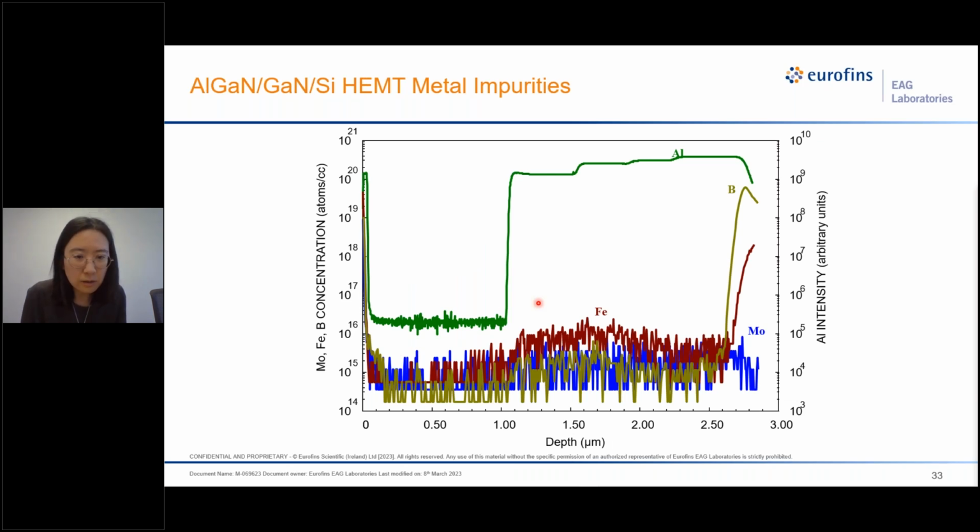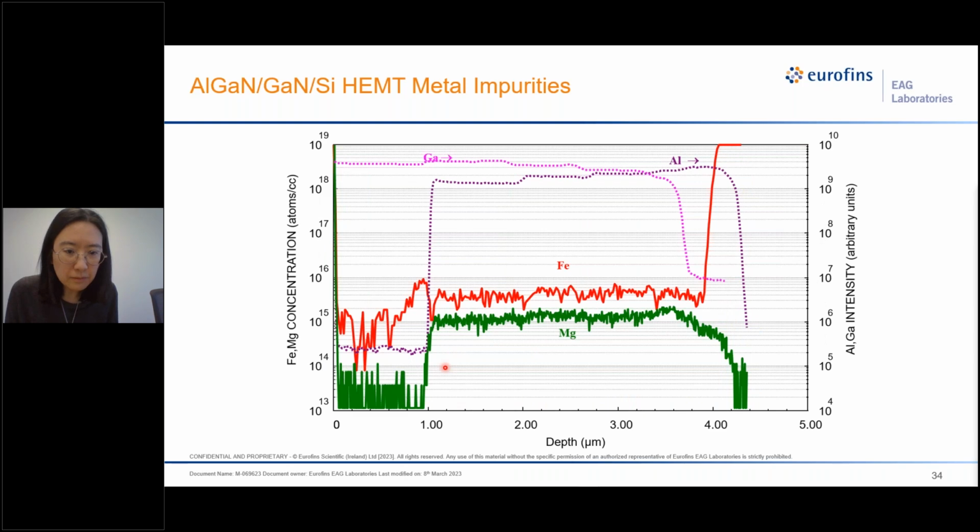Next here, we show that we can also get low detection limits of iron and boron in the high E14s. Okay, next. Yes, and here we're also showing we can get very low magnesium detection limits, even in the E13s. And because of this low detection limit, we can actually then detect low dosing levels in the low E15s. Yes, next.